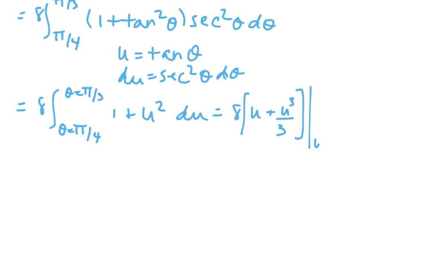I would rather, to keep my trig simpler, convert these to u. So put in theta into the function tangent of theta, which is what u was when we started the substitution, and tangent of pi over 4 from the unit circle is 1. Tangent of pi over 3 requires a little bit more work and knowledge of the unit circle.